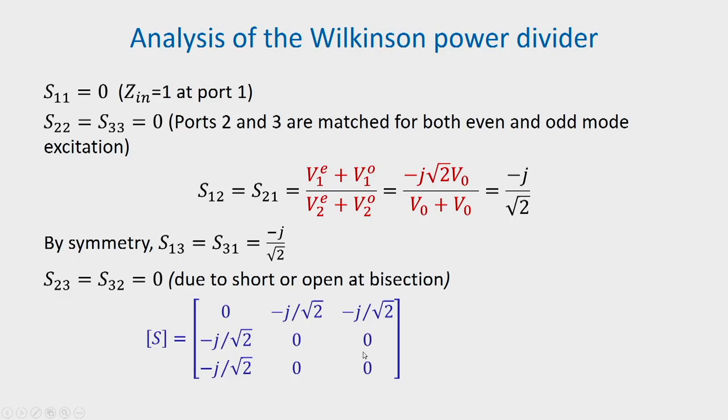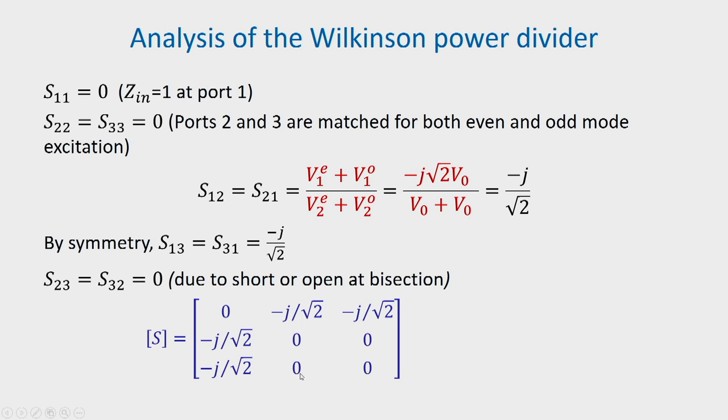So, all the S parameters for this Wilkinson power divider are now evaluated, and we can write the S matrix to be 0, 0, 0 for the diagonal elements S11, S22, S33. S12, S21 or S13, S31, they are minus j by root 2, and S32 and S23 are also 0.